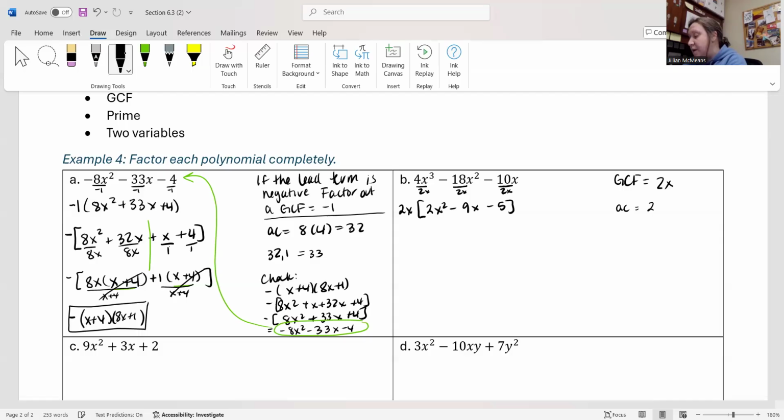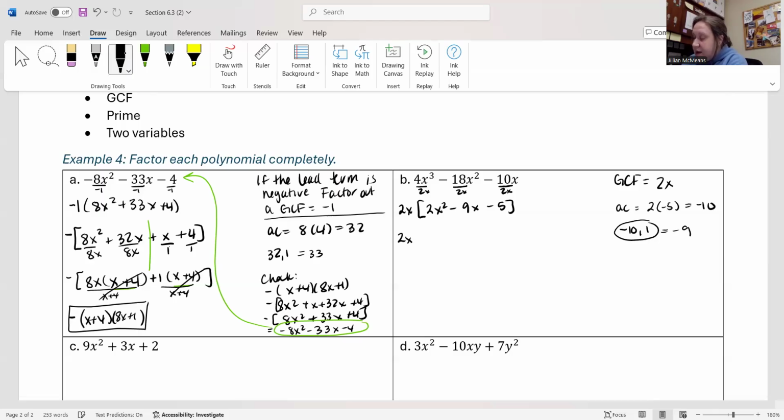Well, A is now positive 2, C is negative 5, so A times C is negative 10. We need factors of negative 10 that have a sum of negative 9. Now, to get factors of negative 10, one has to be positive, one has to be negative. So we could try negative 10 and 1. Well, we can stop there. Negative 10 and 1 happens to be the magic pair that has a sum of negative 9.